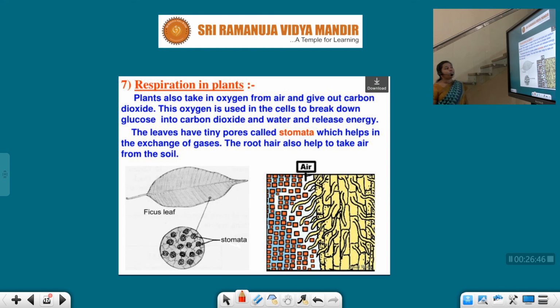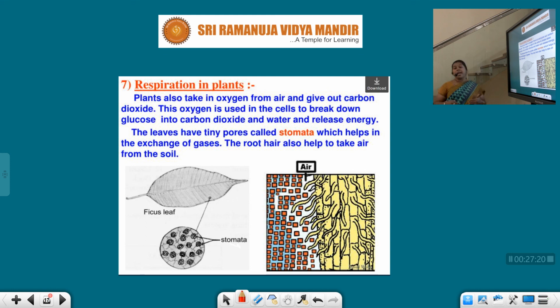The leaves have tiny pores called stomata. So far we have seen animals like human beings have the nasal cavity, lungs and so on, so that they are easily capable of taking in oxygen and exhaling carbon dioxide. Fishes have gills, earthworm has the skin, and cockroach has the trachea, spiracles and so on.